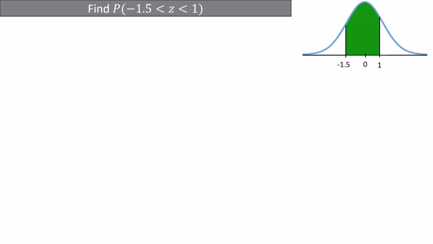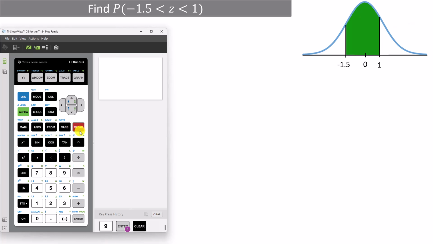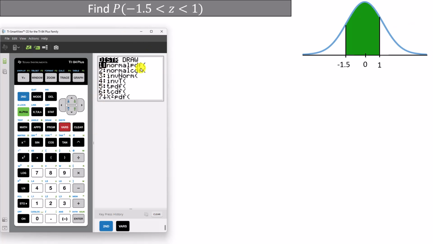To solve for this, we can use a function on the TI-84 calculator called normal CDF. Let's grab our TI-84 calculator. We can press the second key and then the distribution key to reach the menu of functions. The normal CDF function is the second option down. Scroll down and press enter. For the lower bound, we will put negative 1.5, but make sure you put the negative sign and not the subtraction sign, otherwise you'll get an error. So we have negative 1.5 as our lower bound, and then for our upper bound we have 1.